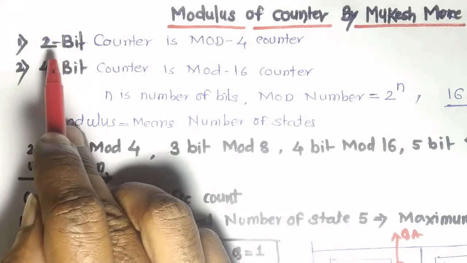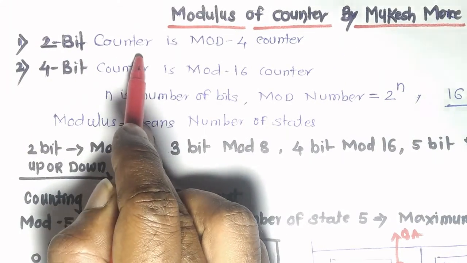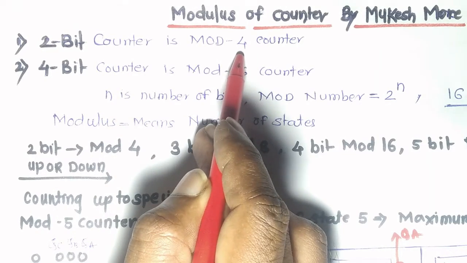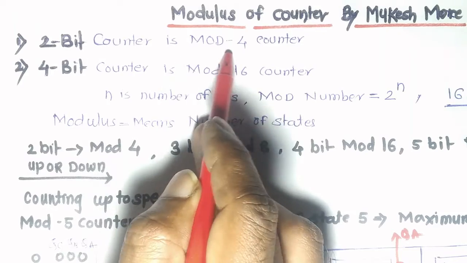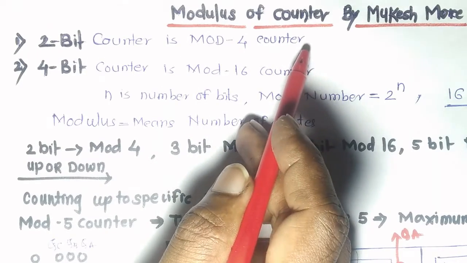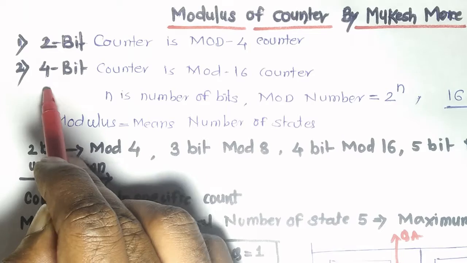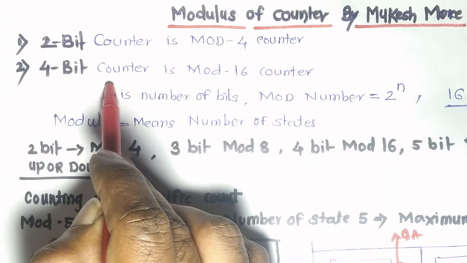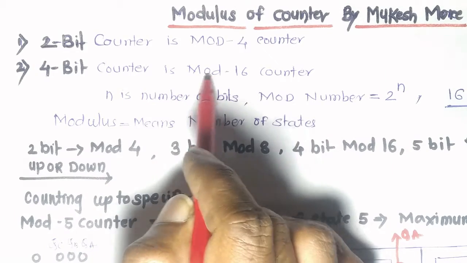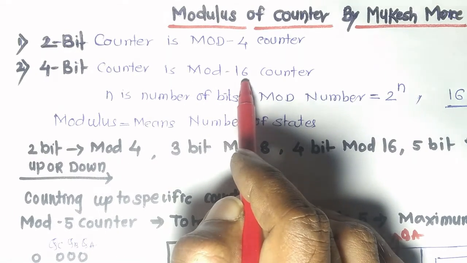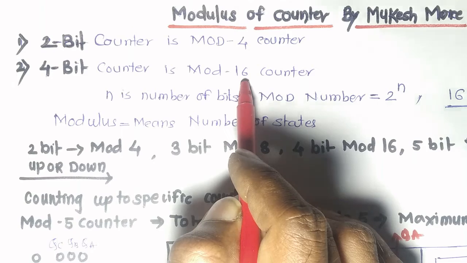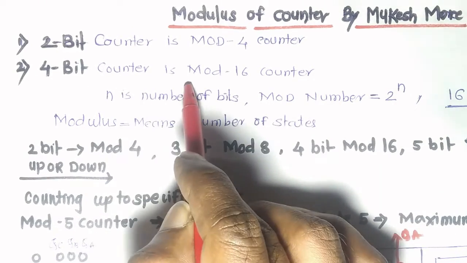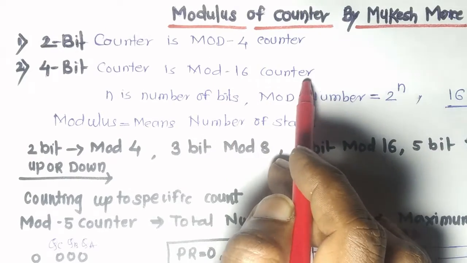Consider a 2-bit counter. A 2-bit counter will count 4 states, so that counter is called a mod 4 counter. Then consider a 4-bit counter. This counter is also called a mod 16 counter or modulus 16 counter, because this 4-bit counter will count 16 states.